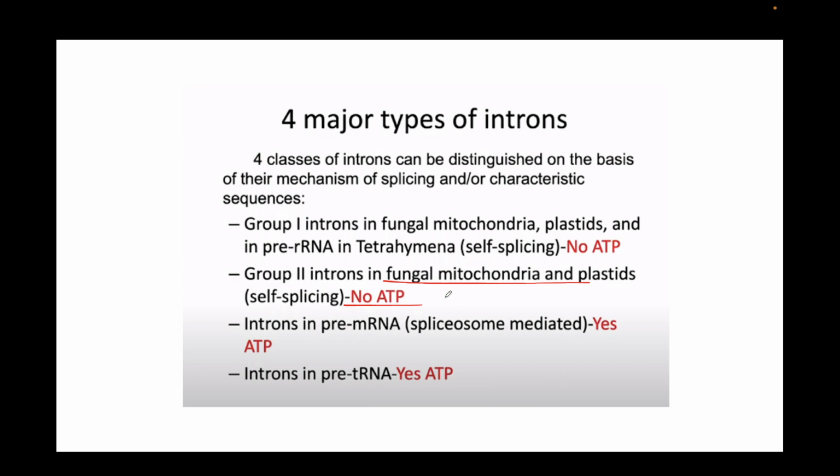Next is introns in pre-tRNA. Both pre-tRNA and nuclear pre-mRNA require ATP. In case of nuclear pre-mRNA, we require spliceosome. What is spliceosome? Spliceosome is basically a ribonucleoprotein, a combination of RNA and protein, and there are different subunits of protein present.